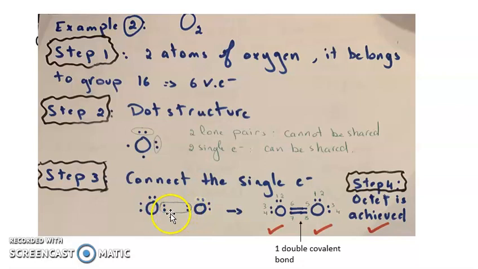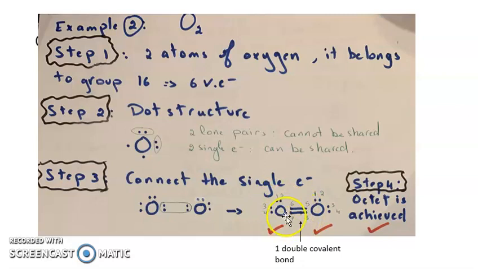Okay? And then you connect them. You have sharing of 4 electrons in total. So 2 pairs. So this is a double bond. This is your double bond. 1 double covalent bond. You count the electrons for each oxygen. Of course, these are the lone pairs. You can draw them whichever direction you want. You can draw this one down or this one to the left. Doesn't matter. So you just count 1, 2, 3, 4, 5, 6, 7, 8.